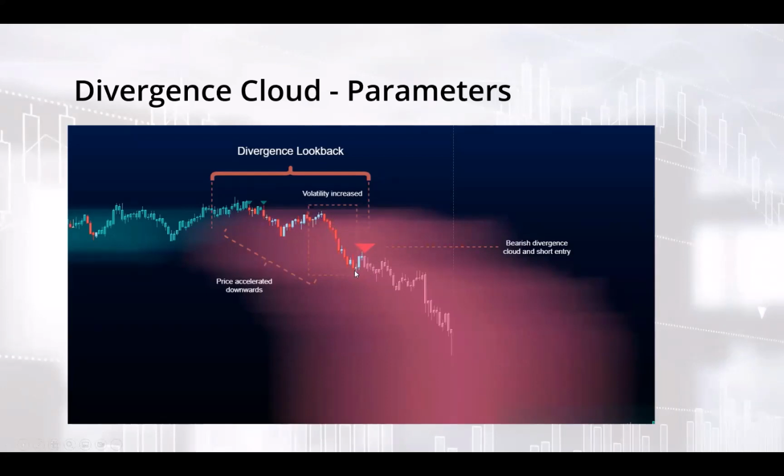So we have a discrepancy. Price is going down, but volatility is going up. And this is what we call bearish divergence. This is why we have this entry signal here.